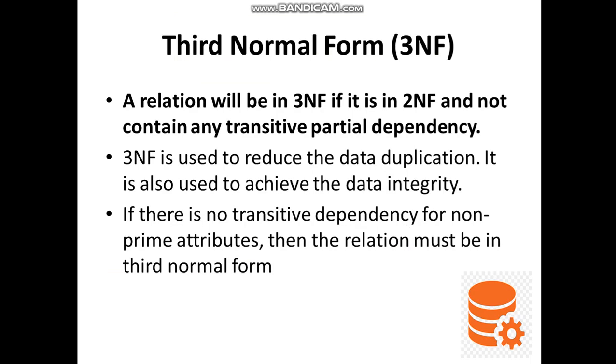Next is third normal form. A relation will be in 3NF if it is in 2NF and does not contain any transitive partial dependency. It means A determines B and B determines C is not allowed in third normal form. 3NF is used to reduce data duplication. It is also used to achieve data integrity. If there is no transitive dependency for non-prime attributes, then the relation is in third normal form. So non-prime attributes should not have transitive dependency.